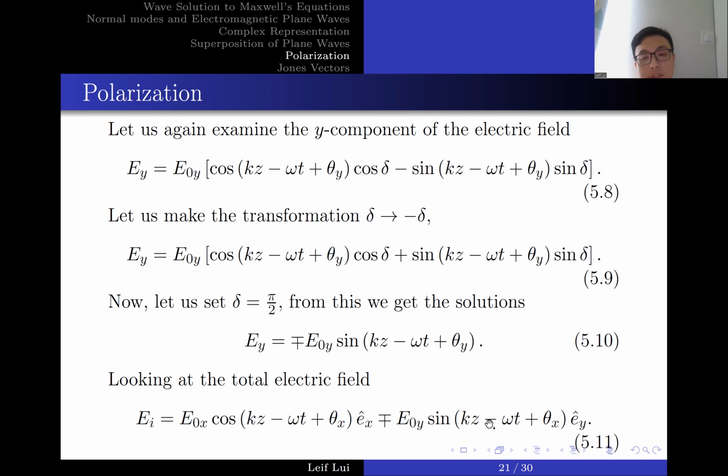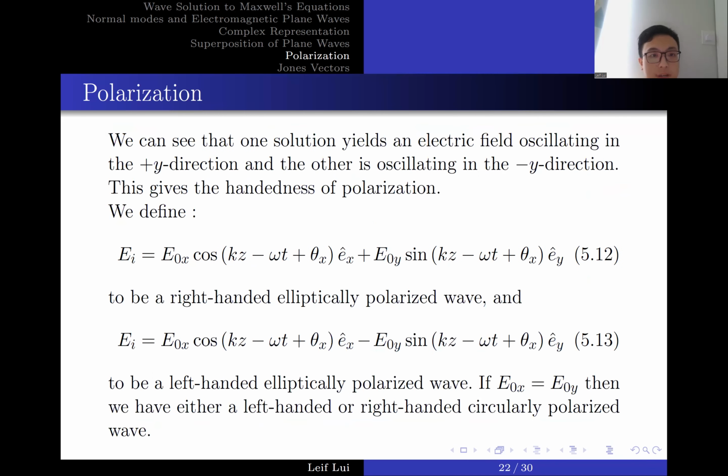So this yields a not circular, but an elliptically polarized wave that is either spiraling clockwise or counterclockwise. So we have a special name for these, right? So yeah, as we can see here, we yield, as I mentioned before, two different solutions, right? And the different sign gives us the handedness of the solution.